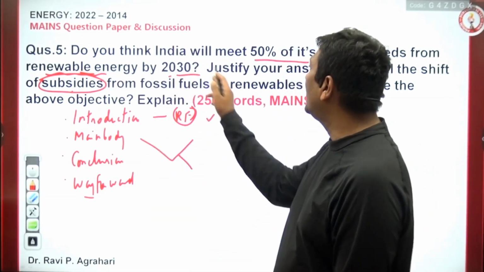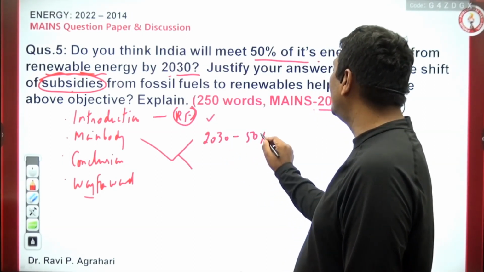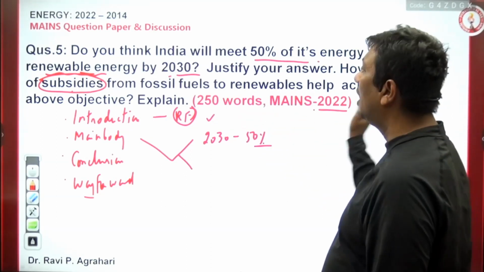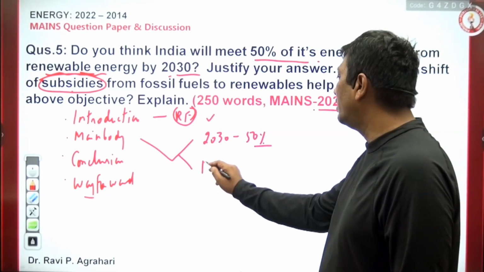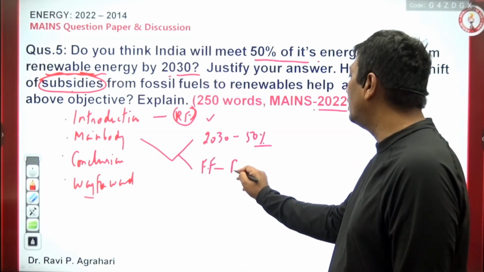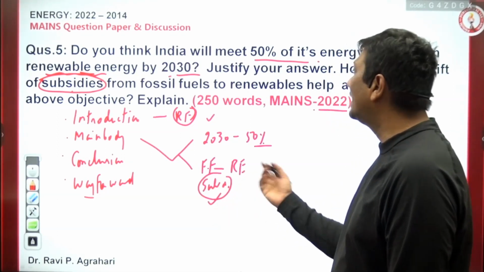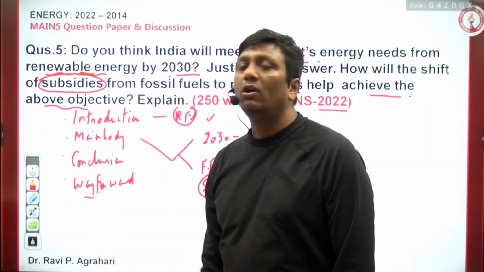Main body, first part: by 2030, 50% of power generation in India by renewable energy. That is the one part. And the second one, guys: how will the shift of subsidies from fossil fuel to renewable energy help? Those subsidies we are going to send from fossil fuel to renewable energy. In this case, what kind of benefit will we get? It will help us to achieve the objectives here.